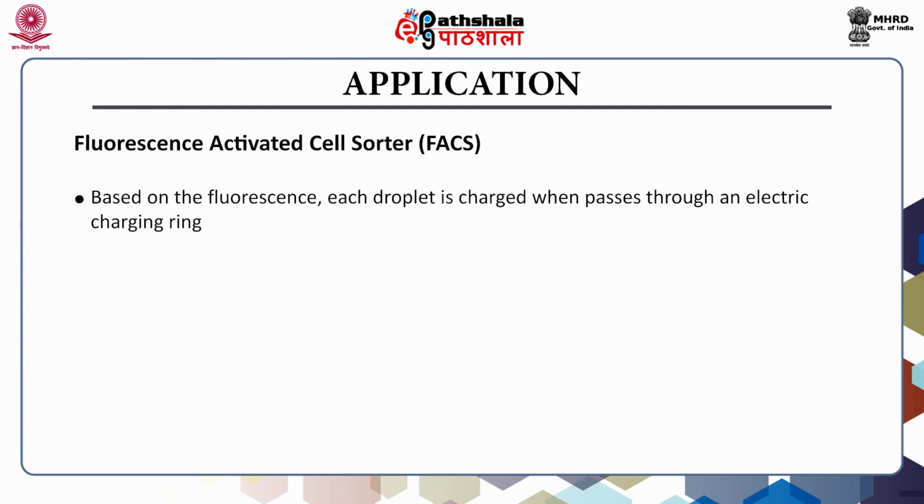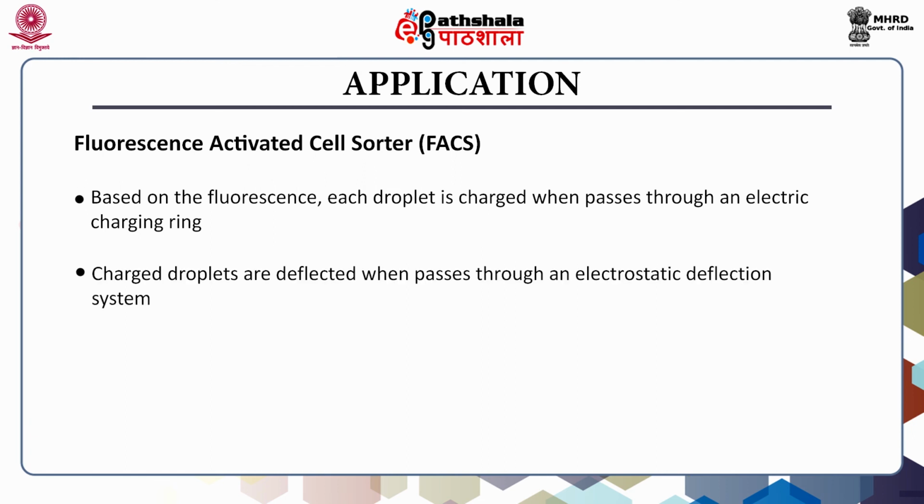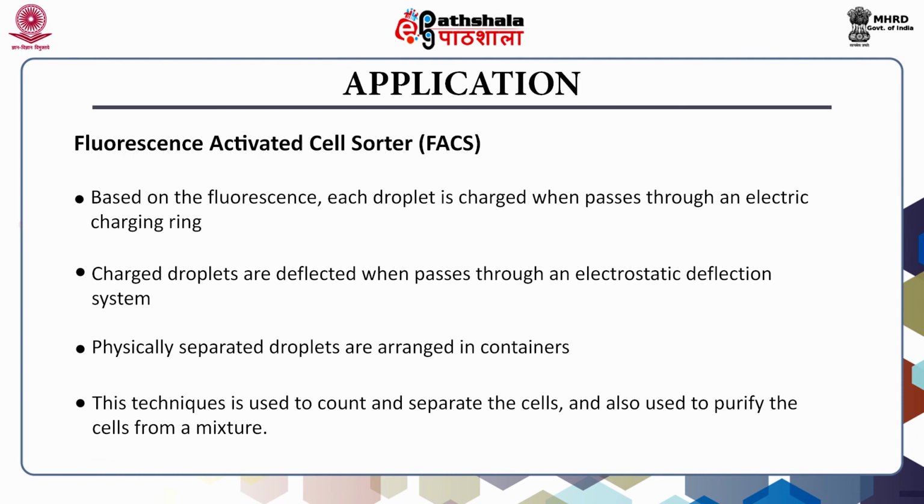Additionally, each droplet also passes through an electric charging ring which gives charges to the droplet. The charges depend upon the fluorescence emitted by the cell. These charged droplets then pass through an electrostatic deflection system which senses the charges on the droplet and physically separates or deflects the droplets into sequentially arranged containers. This technique is used for counting cells, separation of cells and purification of cells from a mixture.